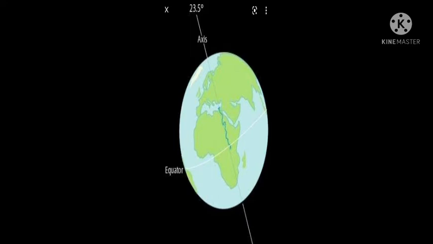Now, what is axis? If you look at the picture, you can see there is an imaginary line running from north to south through the center of the earth. This imaginary line is called axis, but the axis of the earth is not straight. It is tilted, that means leaning slightly. If you look at the picture, you can see it clearly.